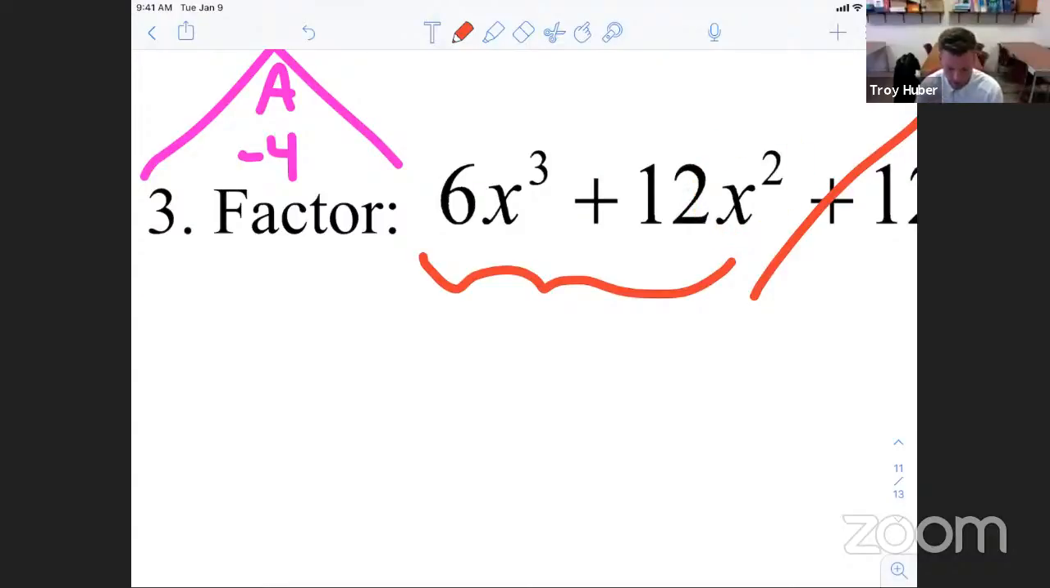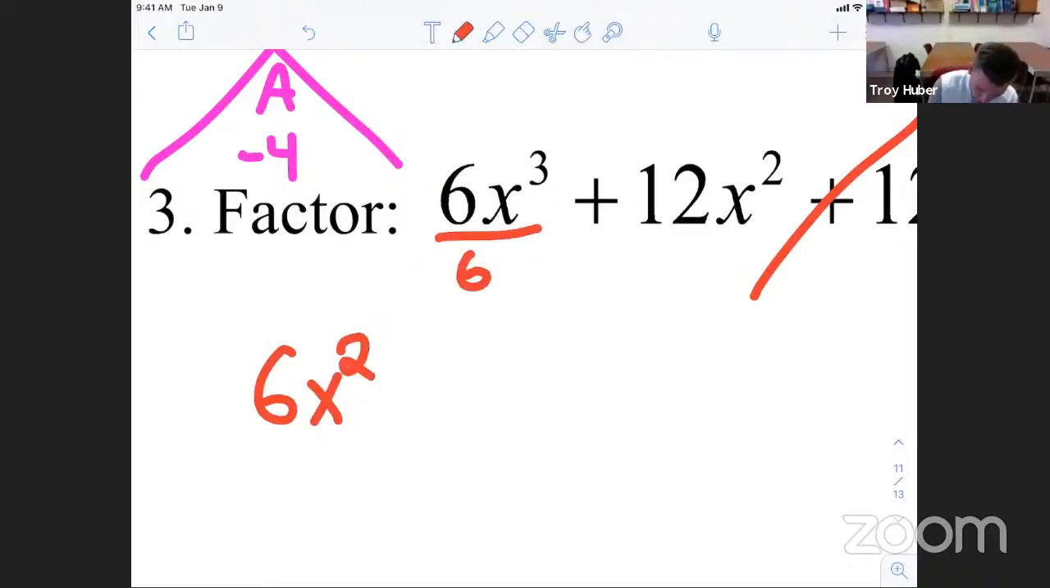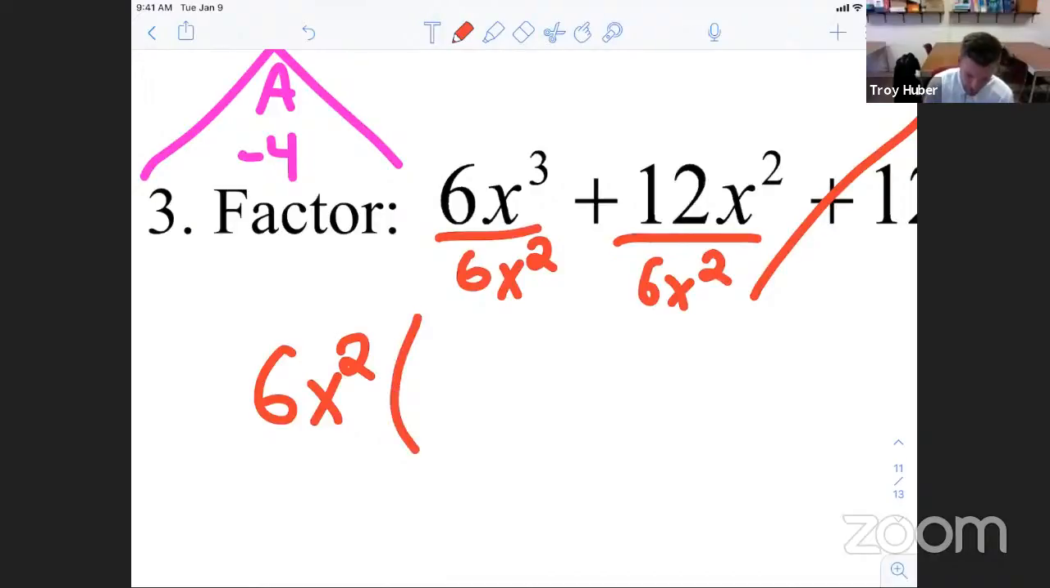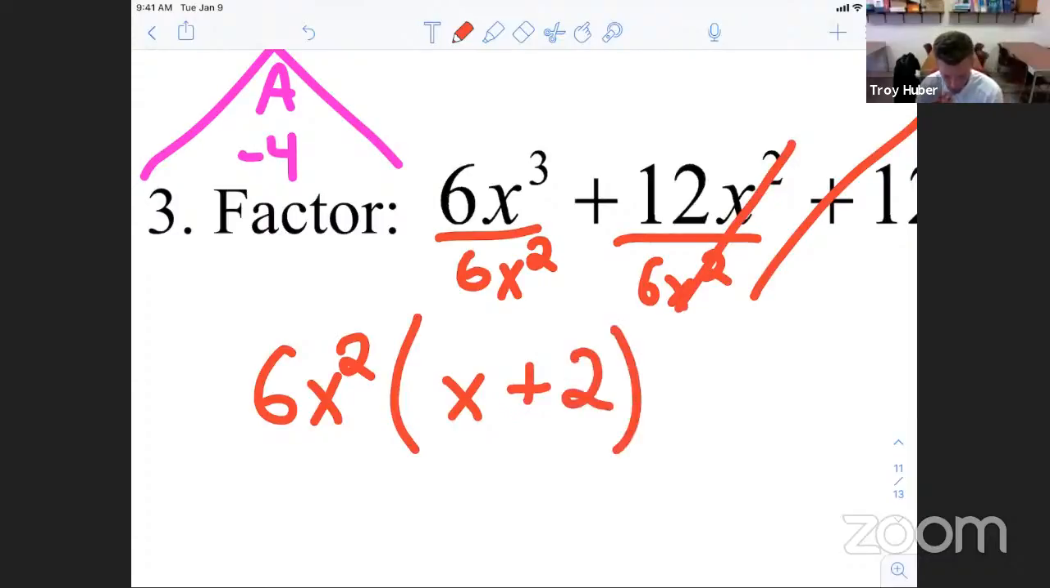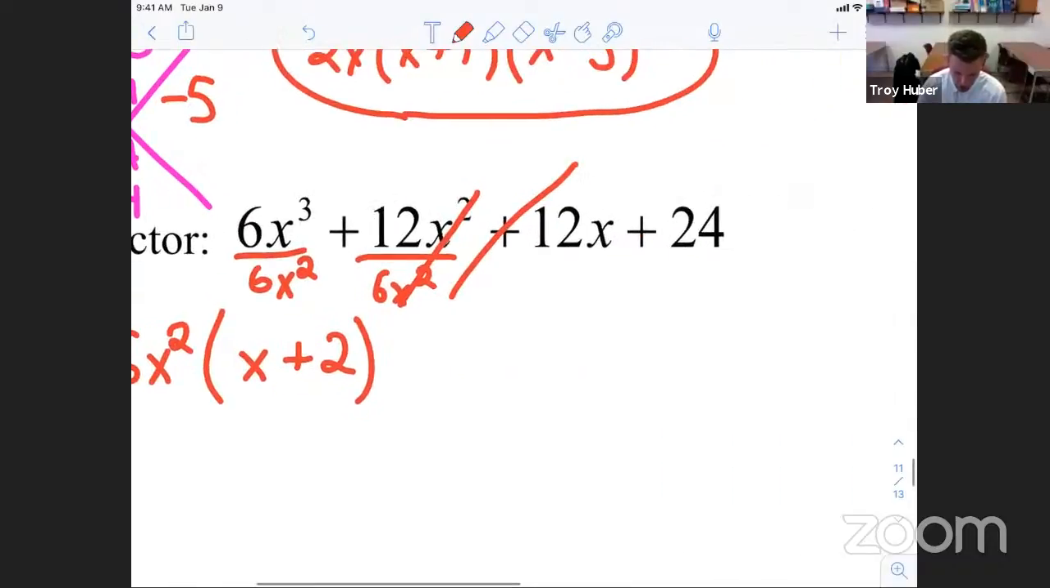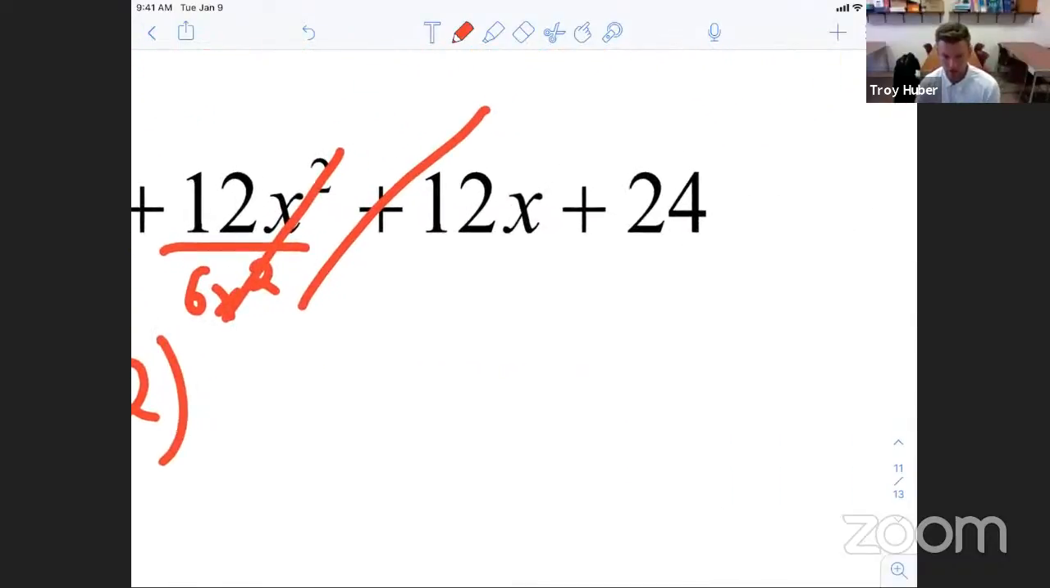So I'm going to factor out 2 x's, and notice we can divide both of these by 6 as well. So I'm going to divide them by 6x squared. 6x squared, 6x squared. 6 divided by 6 would just be 1, and 3 x's minus those 2 x's, we're left with just x to the first power, or we could really just say x plus, well, these x squareds cancel, and 12 divided by 6 is 2. Now we're going to look for a GCF in these second two terms.